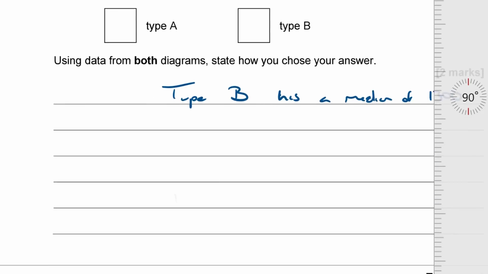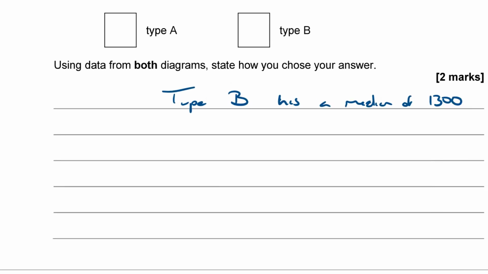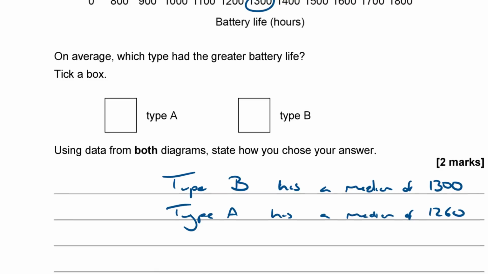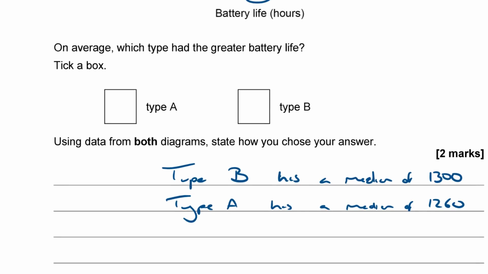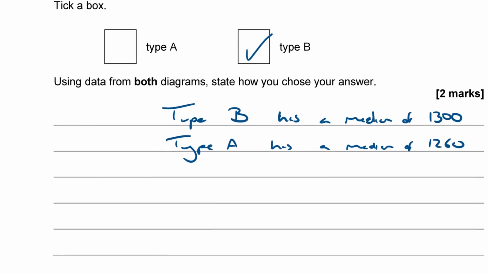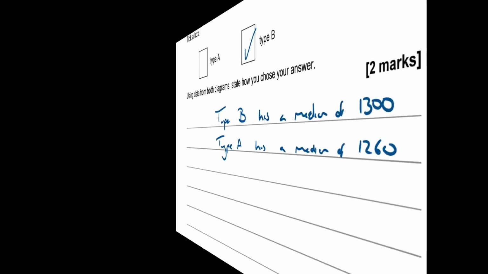So we said that type B has a median of 1300 and type A has a median of 1260. So B has the biggest median, doesn't it? So what do we have to tick? On average, which type has the greater battery life? B does. State how you chose your answer. Well, I've shown that. That's all fine.